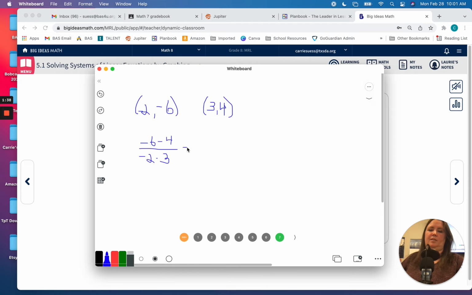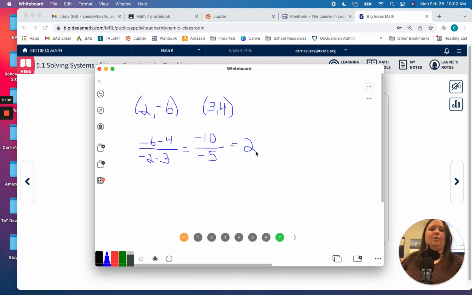Okay, what is -6 minus 4? -10. It goes further negative. Very good. So -10 on top. What is -2 minus 3? -5. Okay, negative divided by a negative is a positive. And what is 10 divided by 5? 2. So our slope is 2.